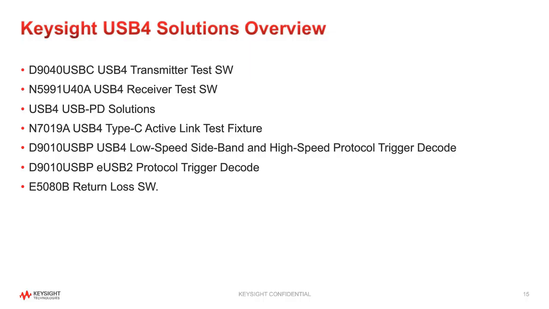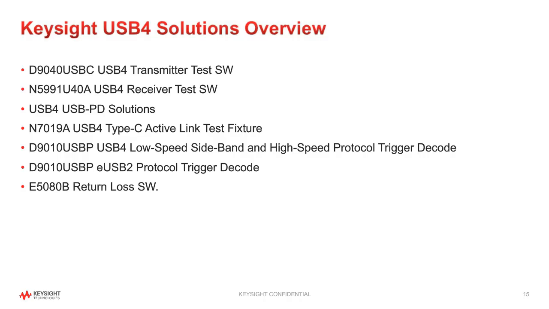Okay, so this is just a very brief overview of the Keysight solutions with a USB4 transmitter test software, a USB4 receiver test software. We have a portfolio of USB PD solutions. We have introduced a new USB4 Type-C active link fixture that allows you to access all Type-C signals on a live link. We have introduced a USB4 low speed, this is the low speed sideband protocol, and a high speed protocol.